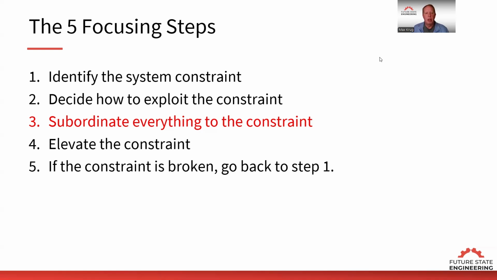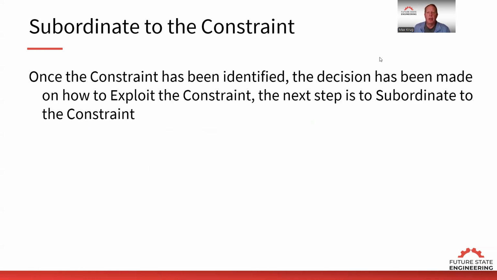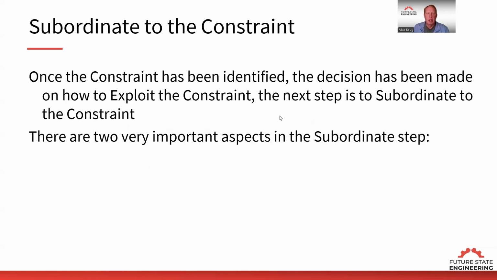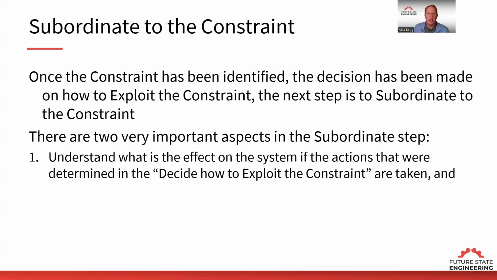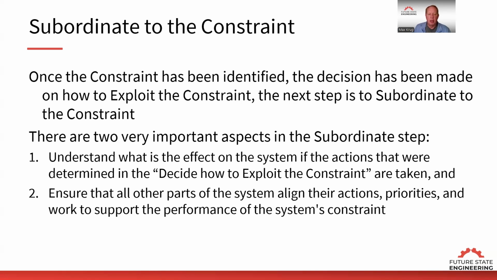So subordinate means that once the constraint has been identified, the decision to exploit the constraint has been determined. Subordinate means doing everything to make sure that the constraint can be highly effective. So there's 2 important steps in the subordination step. Number 1 is understand the effect of the actions to exploit the constraint on the system, and then ensure that all of the parts of the system align their action, priority and support the performance of the system constraint.